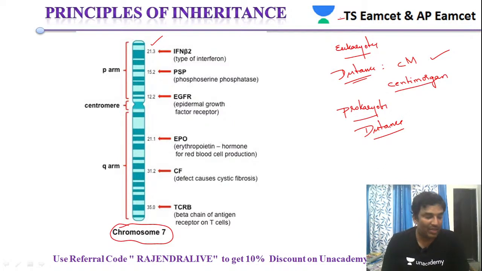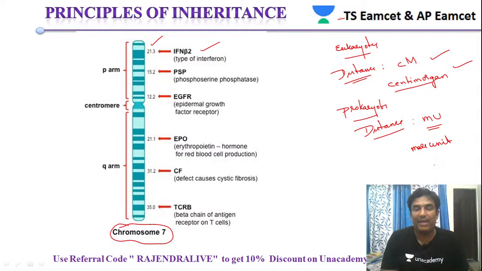Now let us see what the different genes present here are. The distance between genes is calculated by a unit called MU, map units. Here it is centimorgan, and here it is called map units.